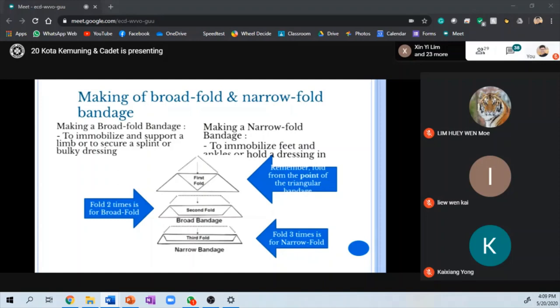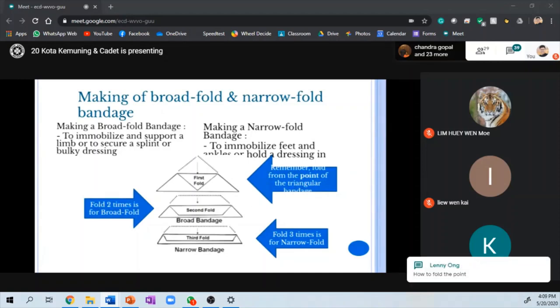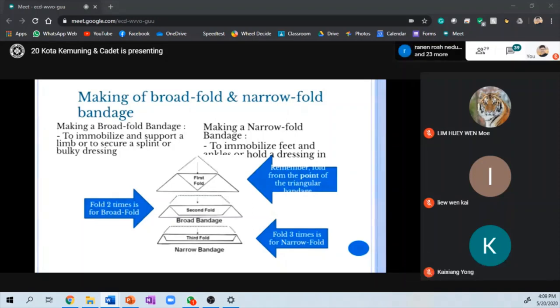And here is how to make a broad fold and a narrow fold. Of course, a narrow fold is narrower than a broad fold. Making a broad fold bandage is to immobilize or support the arm, or secure the splint. You know what a splint is? When someone has a fracture, it is like a stick to secure the fractured part. And then the narrow fold is for feet.